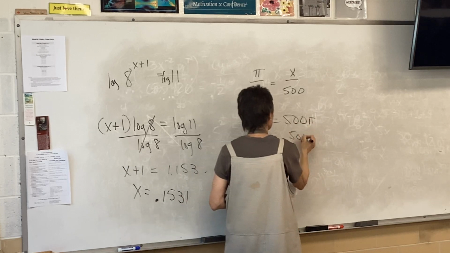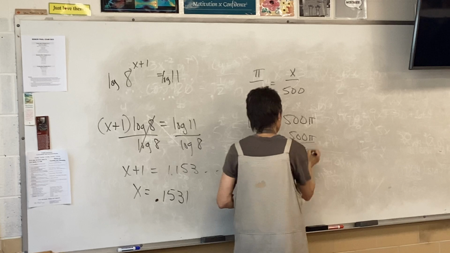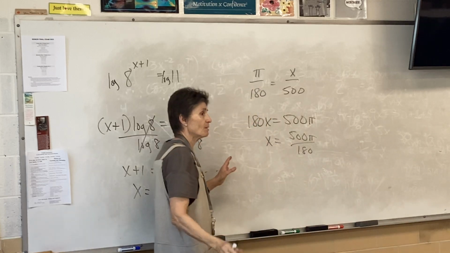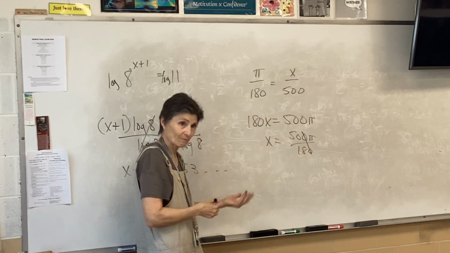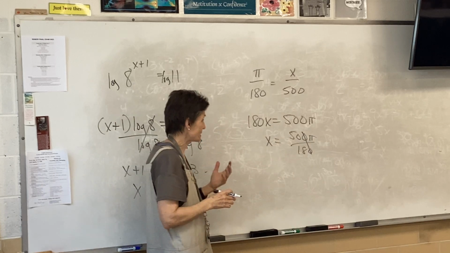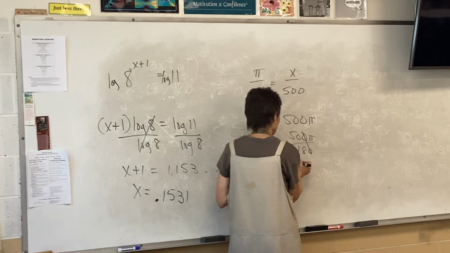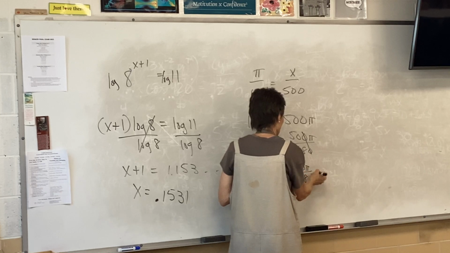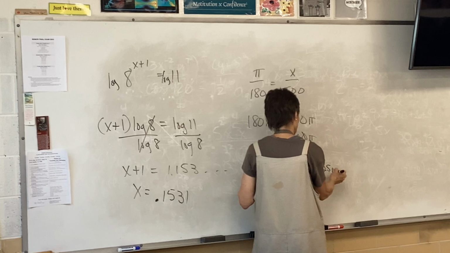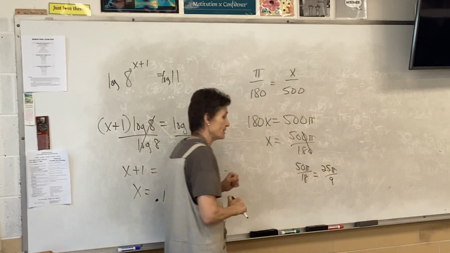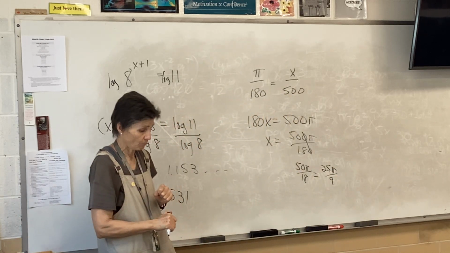And then remember, we did so many of these. You can almost always cancel out zeros. Not every time, but almost always. So then you've got 50 over 18. And both of those are divisible by 2. So your answer is 25 pi over 9.